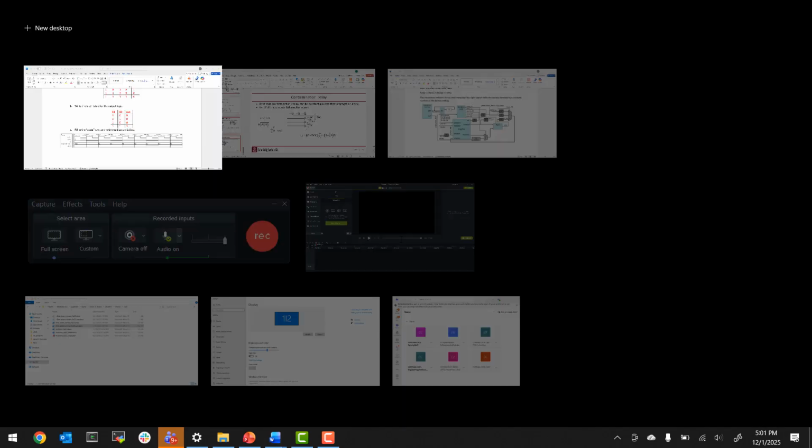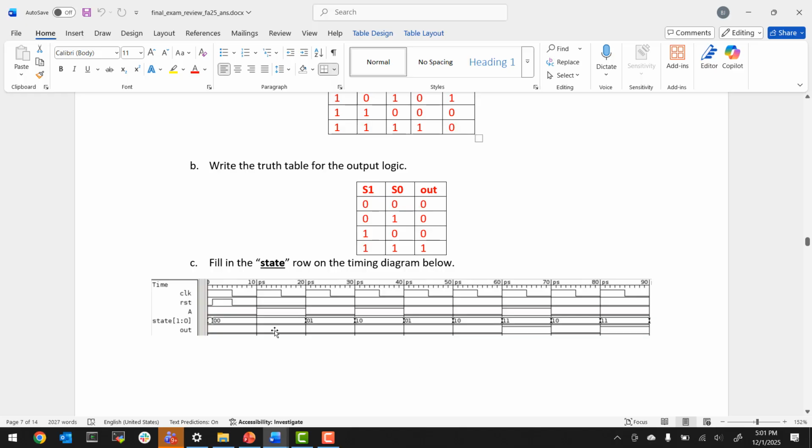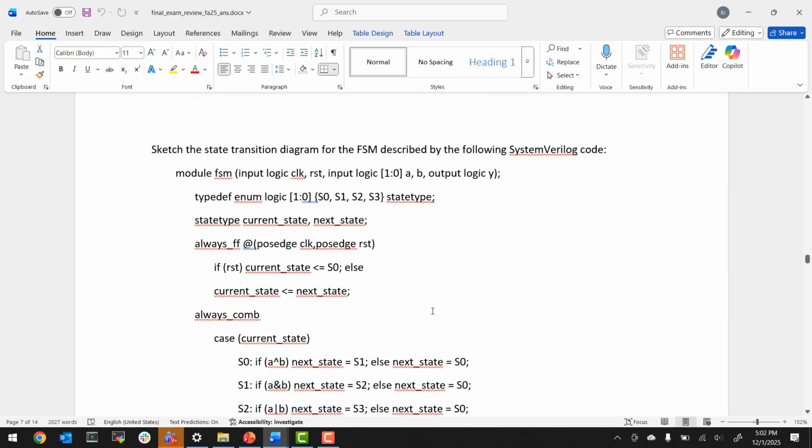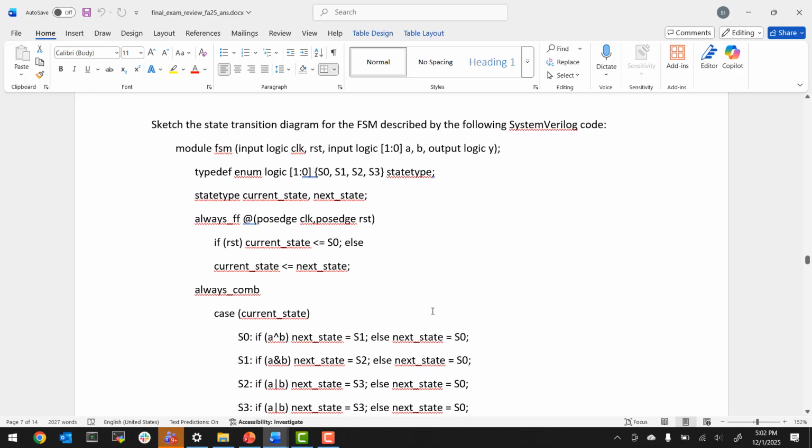Yeah. And then fill in the state row here in the timing diagram. In this case, you can see you start with 0, 0, and based on A, you're going to transition to different states. Okay, and then it says sketch the state machine diagram in SystemVerilog.